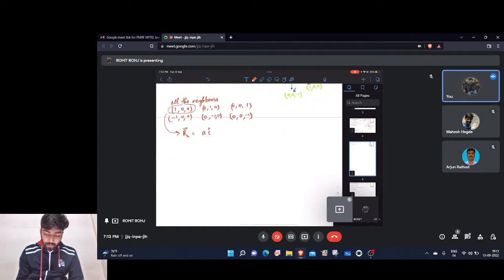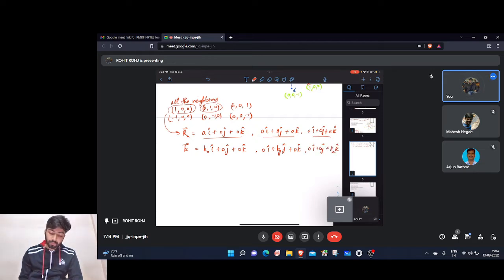Therefore I can write a i cap plus 0 j cap plus 0 k cap, and in other cases I can write it as 0 i cap plus a j cap plus 0 k cap, and the other is 0 i cap plus 0 j cap plus a k cap. So this is the way by which we can write these lattice translation vectors. And also we can write k vectors in this case as kx i cap plus 0 j cap plus 0 k cap, here 0 i cap plus ky j cap plus 0 k cap, and here 0 i cap plus 0 j cap plus kz k cap. Now let us put all these values in this relation here.